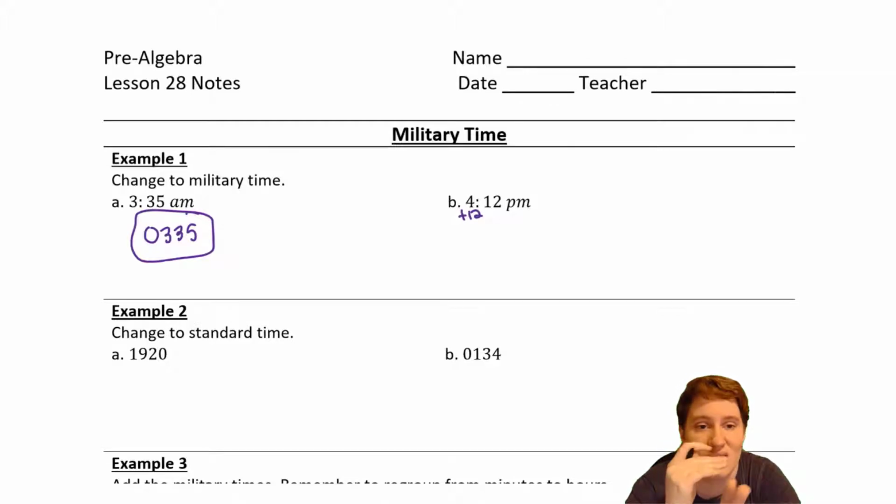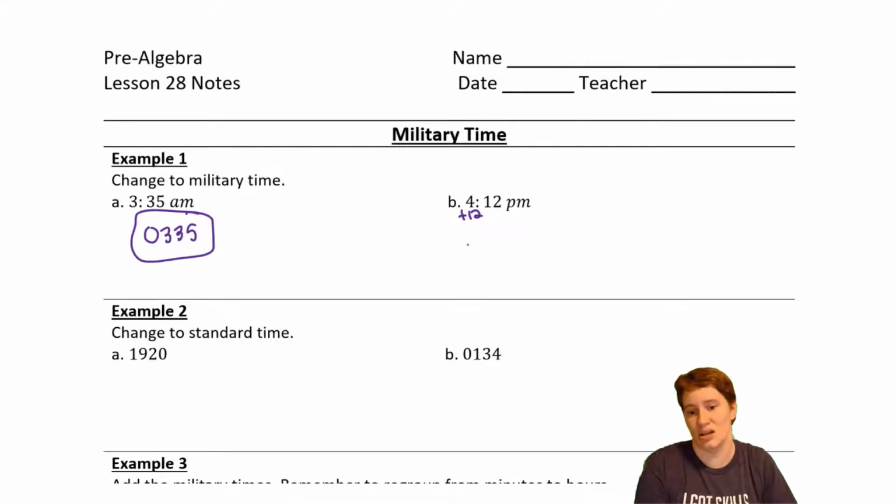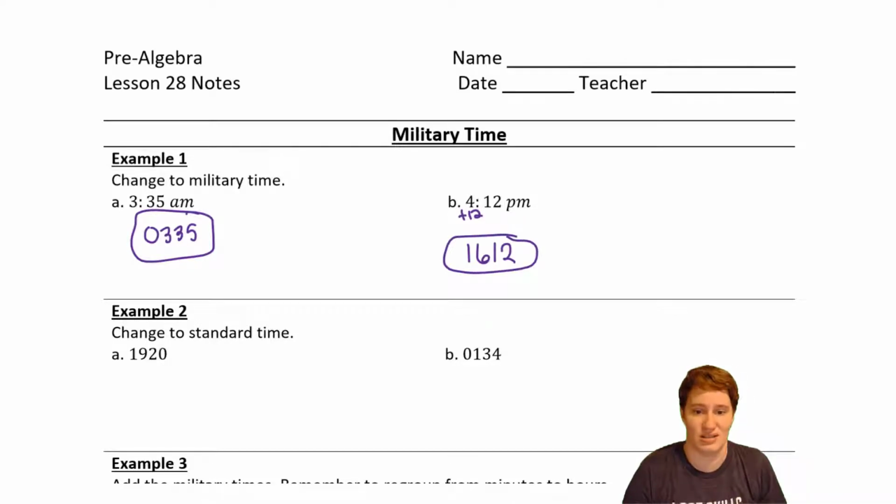So at noon, which is 12 p.m., we'd be at 1200 military time. And then at 1 p.m., we're at 1300. 2 p.m., we're at 1400. And so on, so that at 4:12 p.m. we're at 1600, and then the 12 just goes right next to it. So that's how we change to military time.